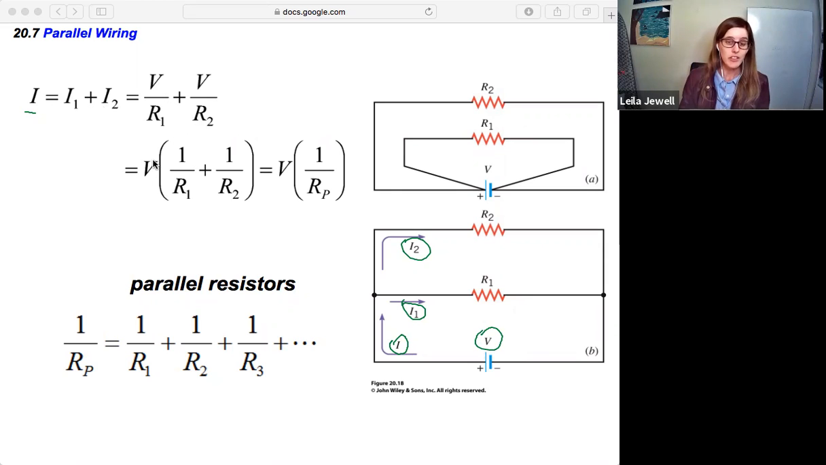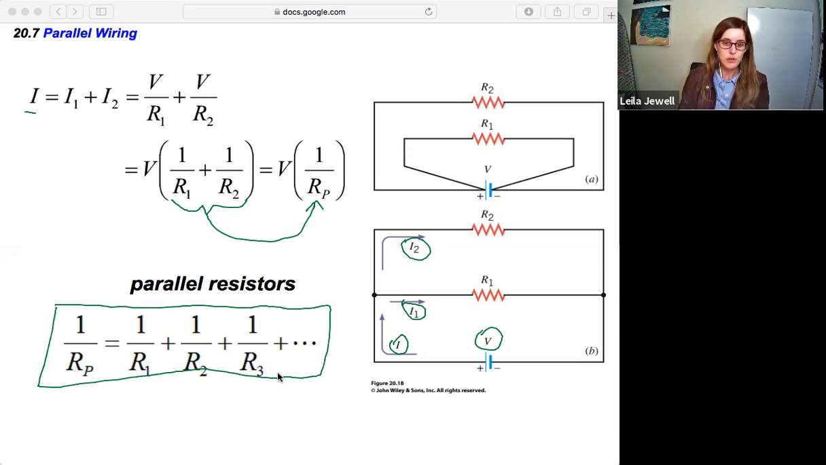Because the V is the same, we can factor it out so that we have V times the quantity 1 over R1 plus 1 over R2. We're going to call this in parentheses 1 over RP. And this gives us the rule for finding the equivalent resistance with parallel wiring, that 1 over the equivalent resistance, RP, is equal to 1 over R1 plus 1 over R2 plus 1 over R3 plus, and so on and so forth. This is a little more obnoxious to calculate than the series wiring, but as long as you follow the math rules, you should be okay with it. It's a very solid rule to fall back on. And this will then allow us to write the circuit as just a single resistor with RP as its resistance.